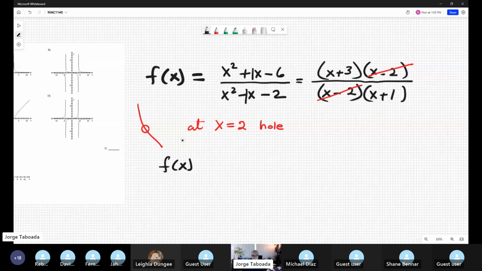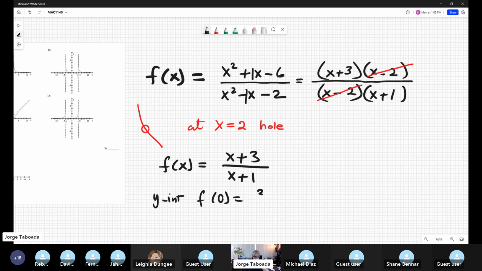So this equation, now I reduce it to make it a little bit clearer like that. I cancel out the hole, but this factor stays alive. Now, for example, in order to find the y-intercept, well, the y-intercept is evaluating at 0. It's easy. It's 3 on the top, 1 on the bottom, which is 3. So the point is 0, 3.